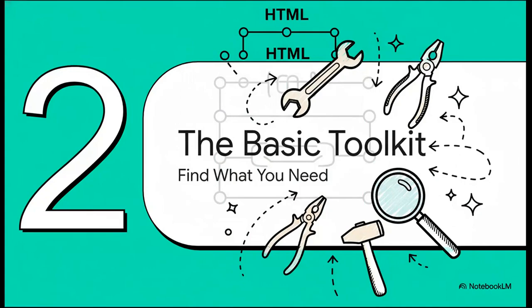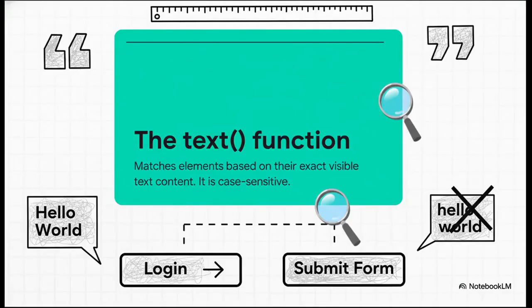All right, so now that we know we're sticking with relative paths, let's start building out your toolkit for writing your first queries. We're going to cover the basic functions you'll use to find exactly what you need. These are the workhorses you'll be using day in and day out. First up, we've got the text function. This one's your go-to when you want to grab an element based on the exact visible text. You know, what the user actually sees. Think a submit button or a home link.